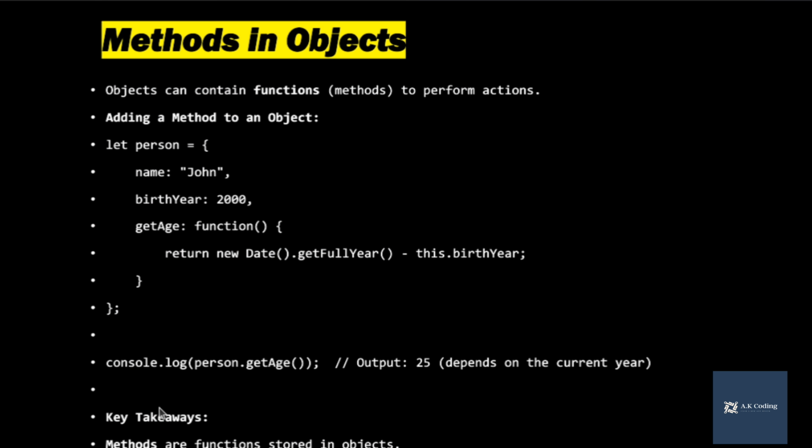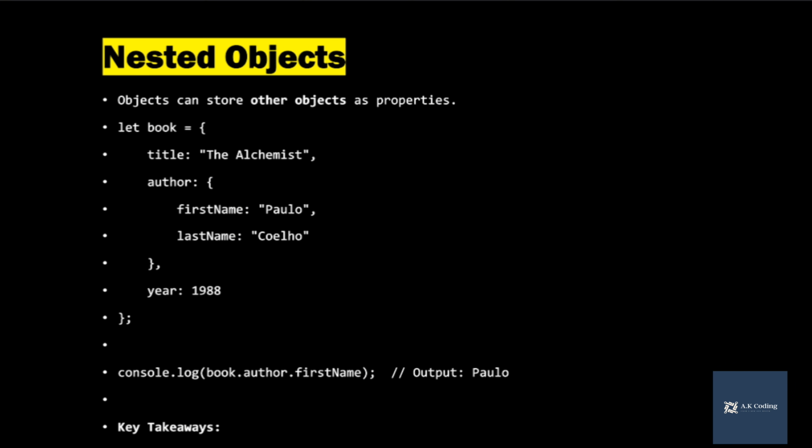Okay, some key takeaways. Methods are functions stored in objects. So we can store a function inside of an object, and we can use it as a method. So let's continue. We also have nested objects.